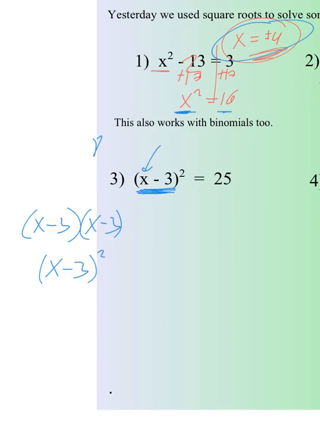Same thing in this situation: in these problems, you have a binomial squared. It's still going to be like taking the square root of this. So if I do that, it's just going to be x minus 3 on the left.